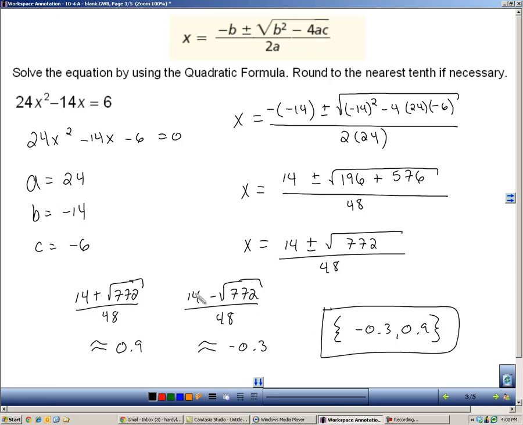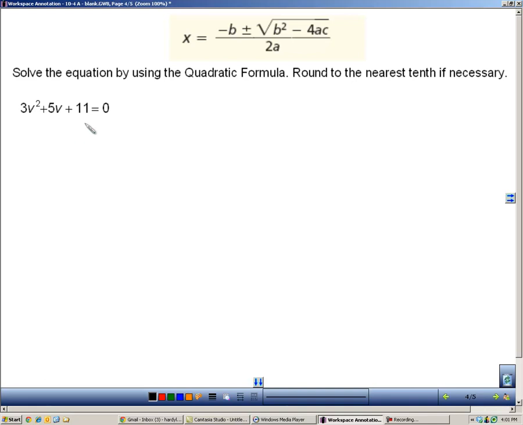You need to know how to type these values into your own calculator to get this decimal, and if you need help, come and see me and I will help you. Here's another example of solving using the quadratic formula. I would suggest pausing the video and trying this one on your own, and I'll try to put most of my work up here quickly and then walk you through it.